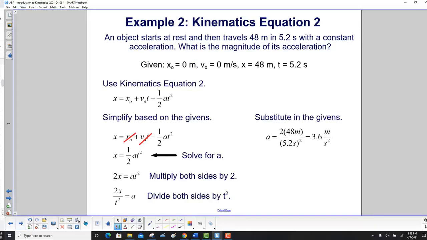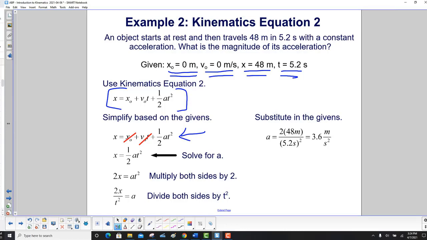We start with our givens. And since we weren't given a starting point, we'll go ahead and assume x0 is 0. Here we are at rest. Here's x, and here's time. We start with kinematics equation number 2. Before we start manipulating the equation using algebra, we get rid of any terms that are equal to 0. And that's what was done here. So now we have x equals 1/2 at squared.